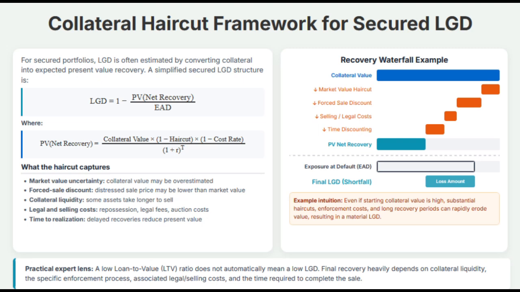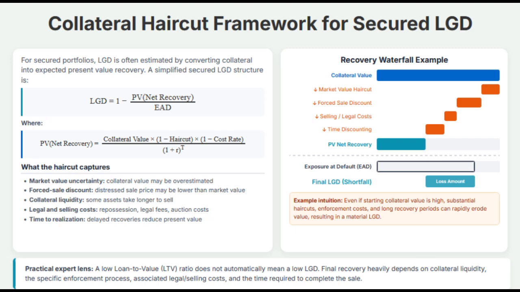Collateral haircut framework for secured LGD. When one is computing the LGD for secured products, the haircut you must have seen, and if not, you must have heard of it. So for secured portfolios, LGD often uses a haircut approach. LGD is equal to, as we have seen, the present value of net recovery upon the EAD, right?